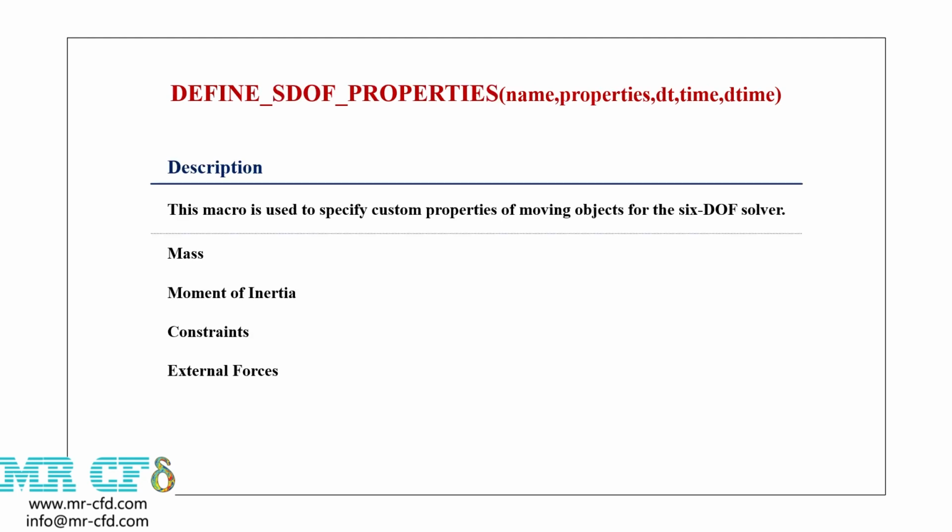In another example, we introduce the define SDOF properties macro. Using this macro, you can specify the motion properties of moving objects for the 6 degree of freedom solver. These motion properties include mass, moments of inertia, constraints, external forces, and so on. In fact, an object within the computational domain can have freedom of movement in 6 directions. There are 3 translational degrees of freedom along the x, y, and z directions and 3 rotational degrees of freedom around the x, y, and z axis.